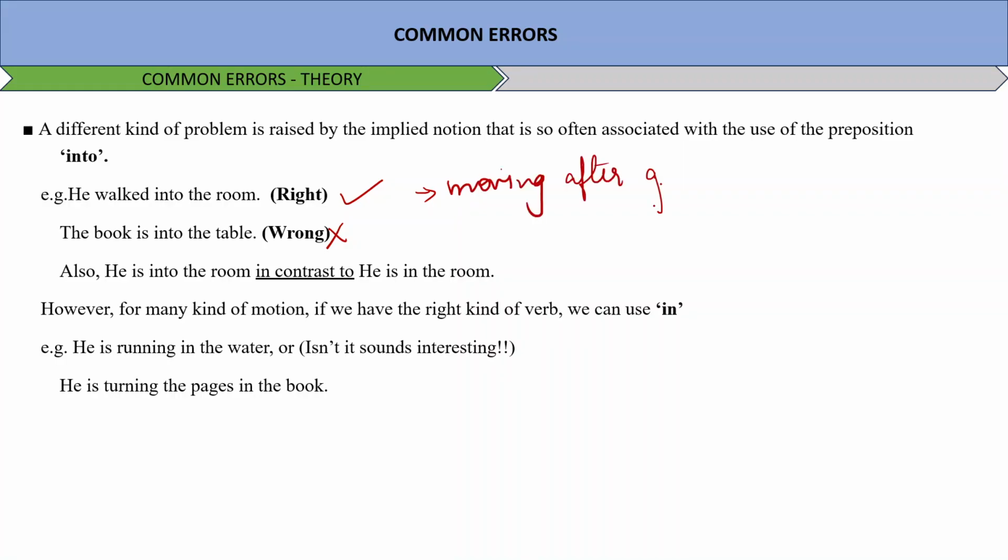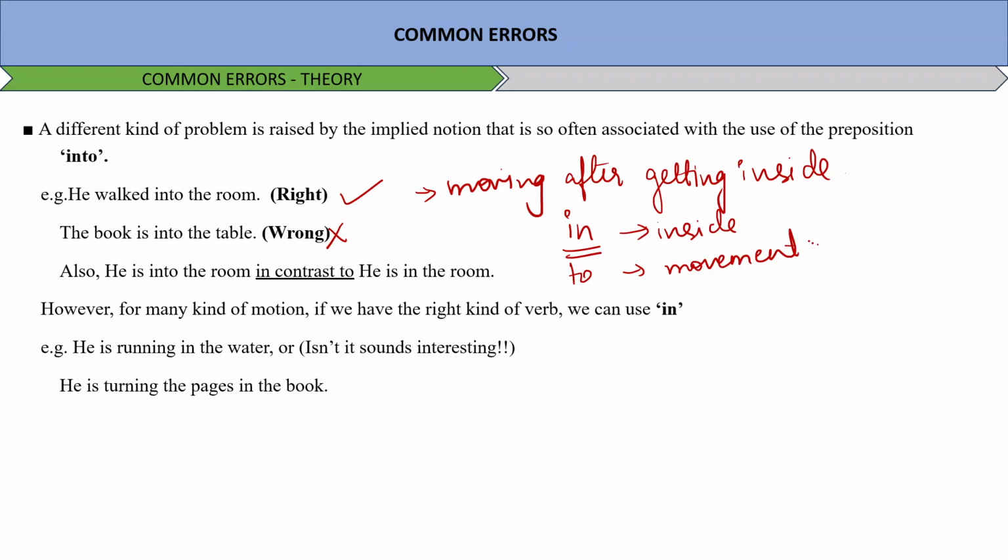Moving after getting inside is correct, but does the book move when it gets inside the table? It doesn't move, right? So you cannot use "into the table." "In" is a representation of inside, whereas "to" is a representation of movement after getting inside. However, for many kinds of motion, if we have the right kind of verb, we can use "in." He's running in the water.